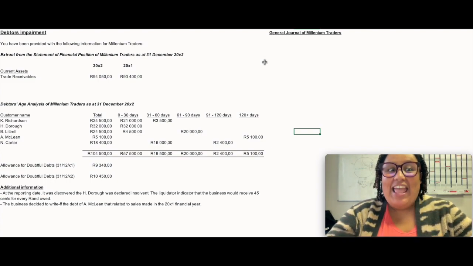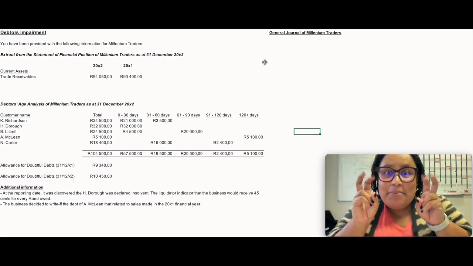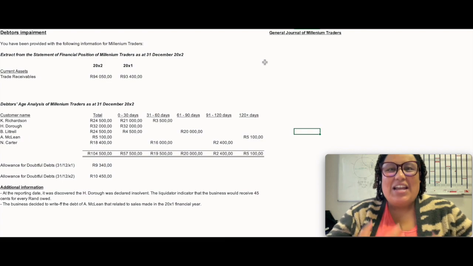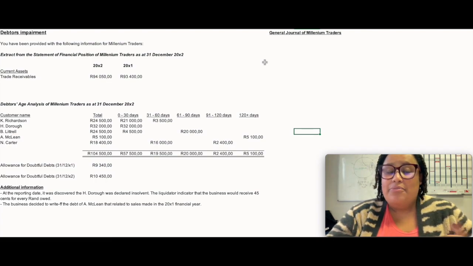Okay, so in this video, I'm going to be talking about a topic that I find students struggle quite a bit with, and that is debtors impairment. I'm going to be doing a simple example on how we impair debtors when we have debtors that have gone insolvent or that are being written off. We're going to be looking at two scenarios: where the debt was incurred in the current year, and a scenario where the debt was incurred in the prior year.